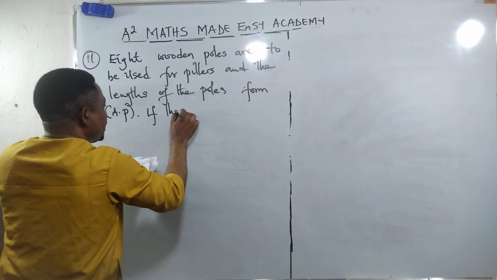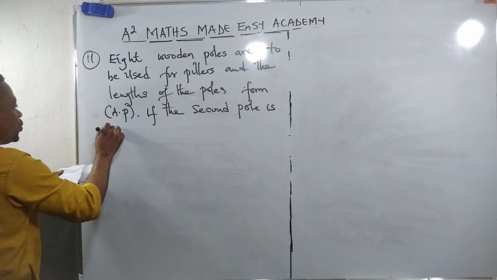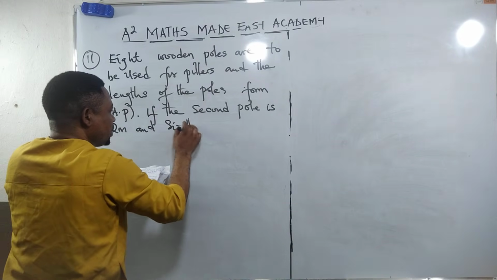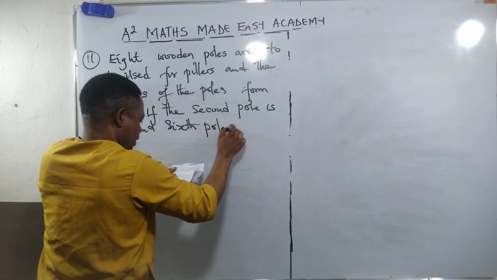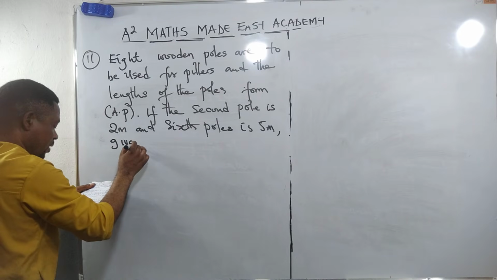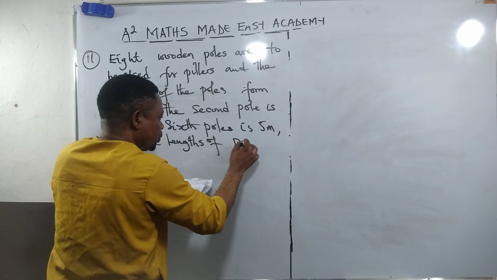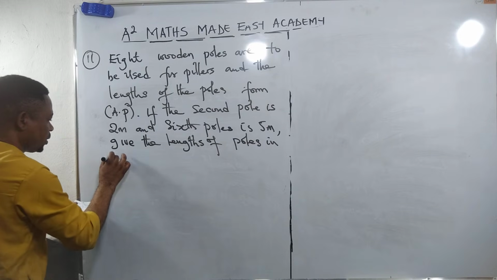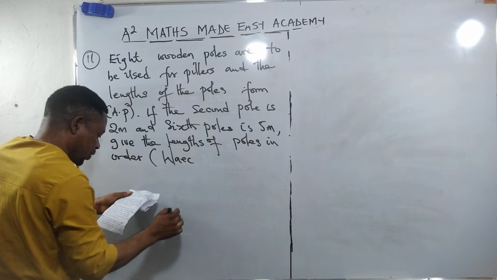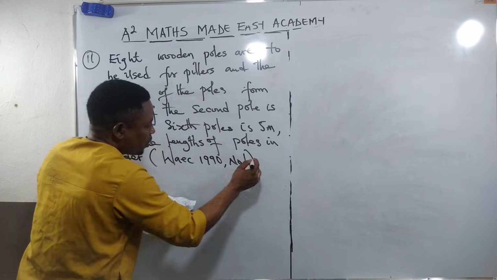Now, if the second pole is 2 meters, and the sixth pole is 5 meters, the question is, give the length of the poles in order. Now this particular question comes from West African Examination Council, and this is 1990, question number 1. All of you can enjoy it.